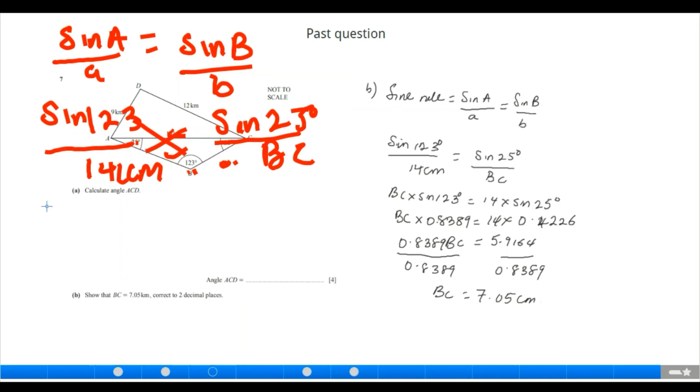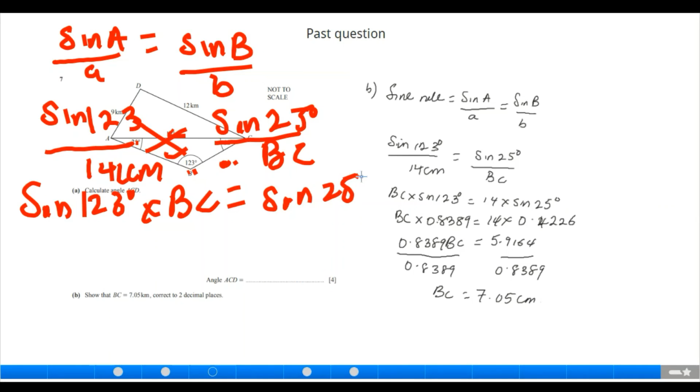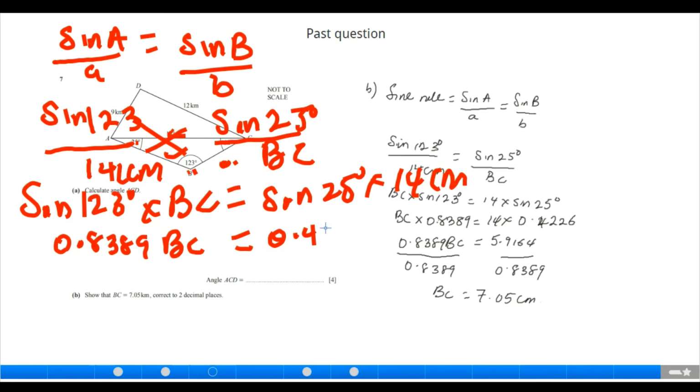So we cross multiply. So we have sine 123 degree multiplied by BC equals sine 25 degree multiplied by 14 kilometer. Sine 123 degree will give us 0.8389 approximated. Sine 25 will give us 0.4226 approximated, multiplied by 14 kilometer.